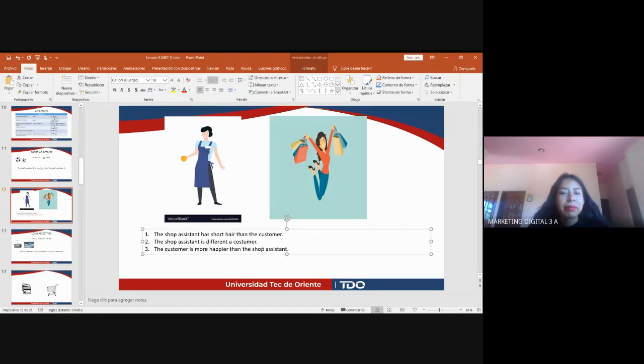Okay, there is some mistake here. Aquí, happy is a short adjective. So we don't need more. So the customer is happier than the shop assistant. Esta oración, chicos, this sentence is correct. Ya está correcta. And we are making the comparison. The customer is happier than the shop assistant.